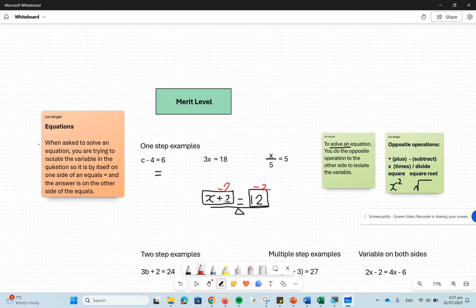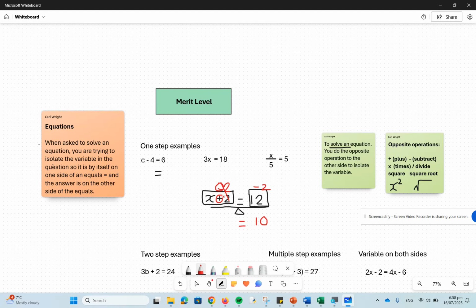And so what am I doing? I'm doing the opposite operation. So this is plus and this is minus. Since I've done -2 to this side, so these two cancel out, I have to do minus 2 to this side as well. Because I minus 2 to this side, so I have to minus 2 to this side. So, what have I got? I've got 12 minus 2, and that means it would be equal to 10 on this side.